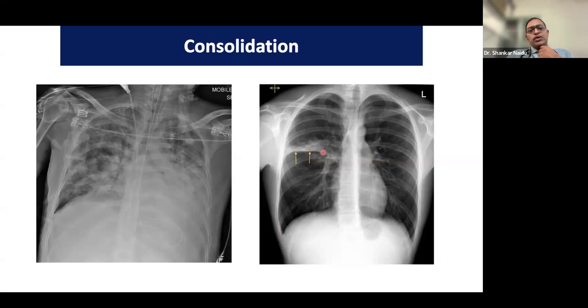Like here, there is a consolidation in the right upper lobe, which you can see is delineated by the major fissure here, and there is some consolidation in this area. So sometimes this can be missed when we are not very suspicious about the findings.